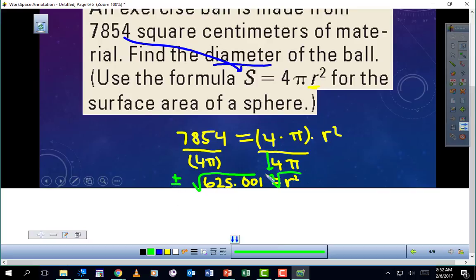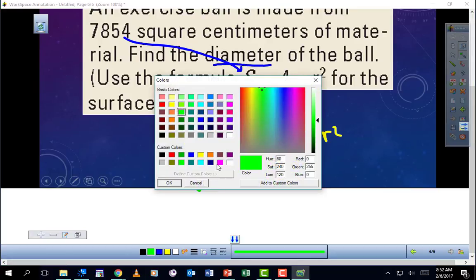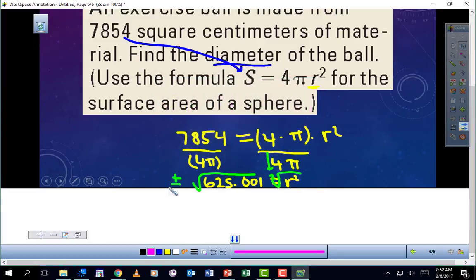However, on this problem, the context of the problem, we realize a radius of a circle can't be negative. Or in this case, the radius of a sphere. Can you have a negative radius? And so in this case, it doesn't make sense to have a negative. So in this case, we'd take off the negative answer because it's nonsense. Okay? So be aware of that. On certain application problems, you might have to eliminate one of your answers.